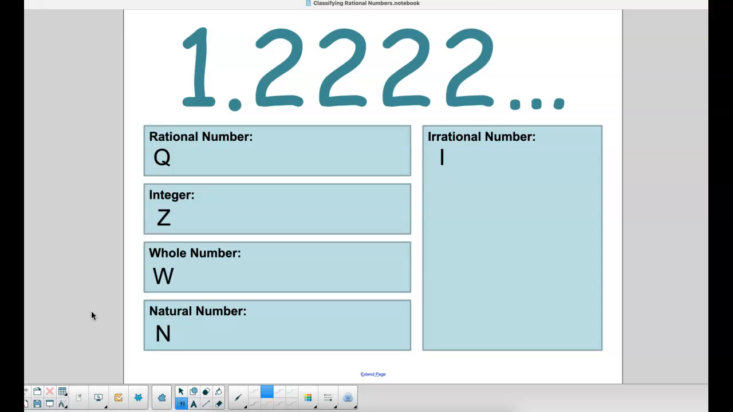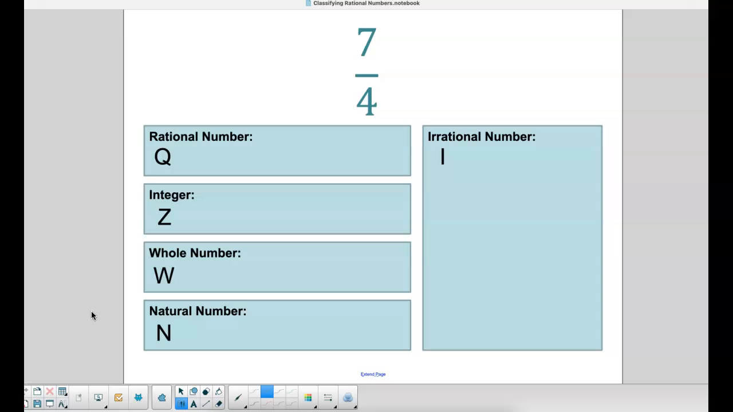1.2 repeating. It's a repeating decimal, so it is rational. Rational only. 7/4. Where did you put that? Rational. I can't simplify that fraction, so therefore it's only rational. 7/4 is a fraction. We cannot put fractions over here. It can't be irrational.